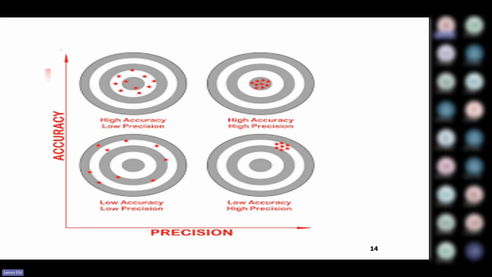Then the ideal situation, which we can see on the fourth quadrant, is where the accuracy is high and the precision is high. And you see all the points clustered together within the bull's eye. That means there is precision and there is accuracy. Take note, no analytical system is fixed in any of this.